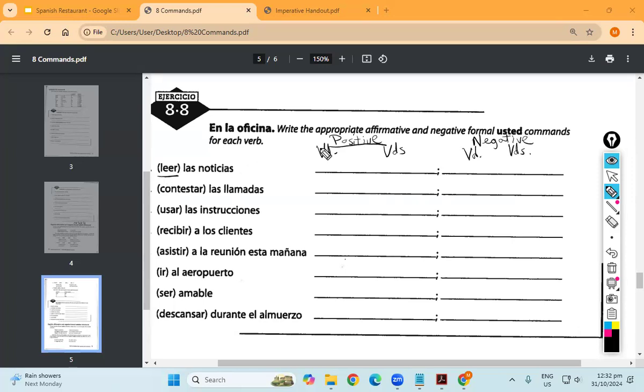Leer las noticias, read the news. So for usted, leyó is the subject, you cross out the O. We're adding AR endings. So lea, for ustedes, lean, right? For the negative form, just put no in front of them. So no lea, no lean. Read, do not read. All right, this is to read.